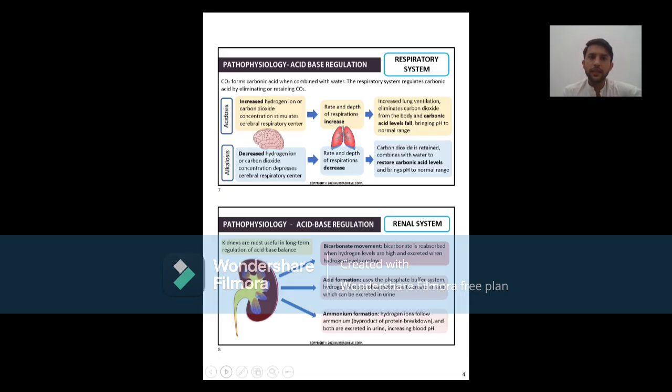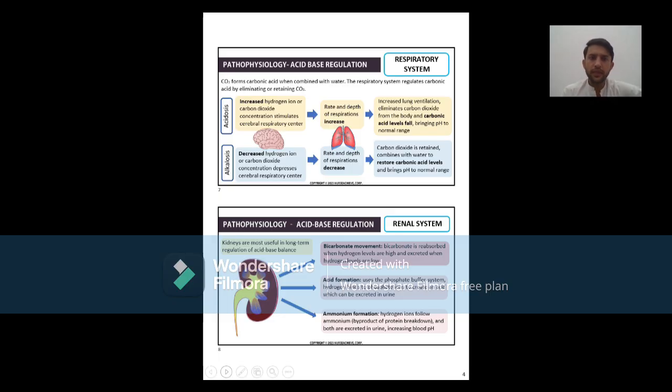But in a compensatory mechanism, CO2 also helps to neutralize the base level. In acidosis, increased hydrogen ion or carbon dioxide concentration stimulates the respiratory center. We have a respiratory center such as the medulla oblongata. It regulates the rate and depth of respiration, which increases. It increases lung ventilation, elimination of carbon dioxide from the body, and carbonic acid levels fall, bringing pH back to the normal range.